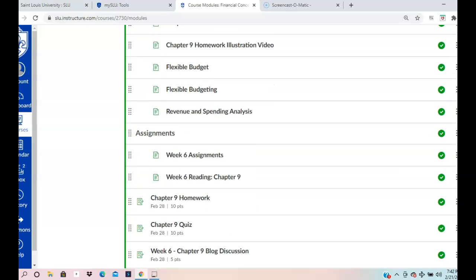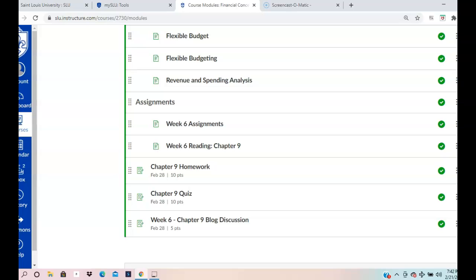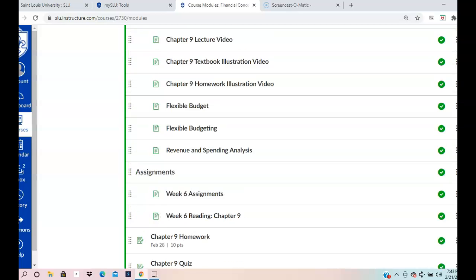You'll then complete the week six assignments, which consists of reading chapter 9, completing your chapter 9 homework, completing your chapter 9 quiz, and your chapter 6 blog discussion is here up on the assignments tab under the week six module. Okay, do not forget that your course project is also due at the end of this week.